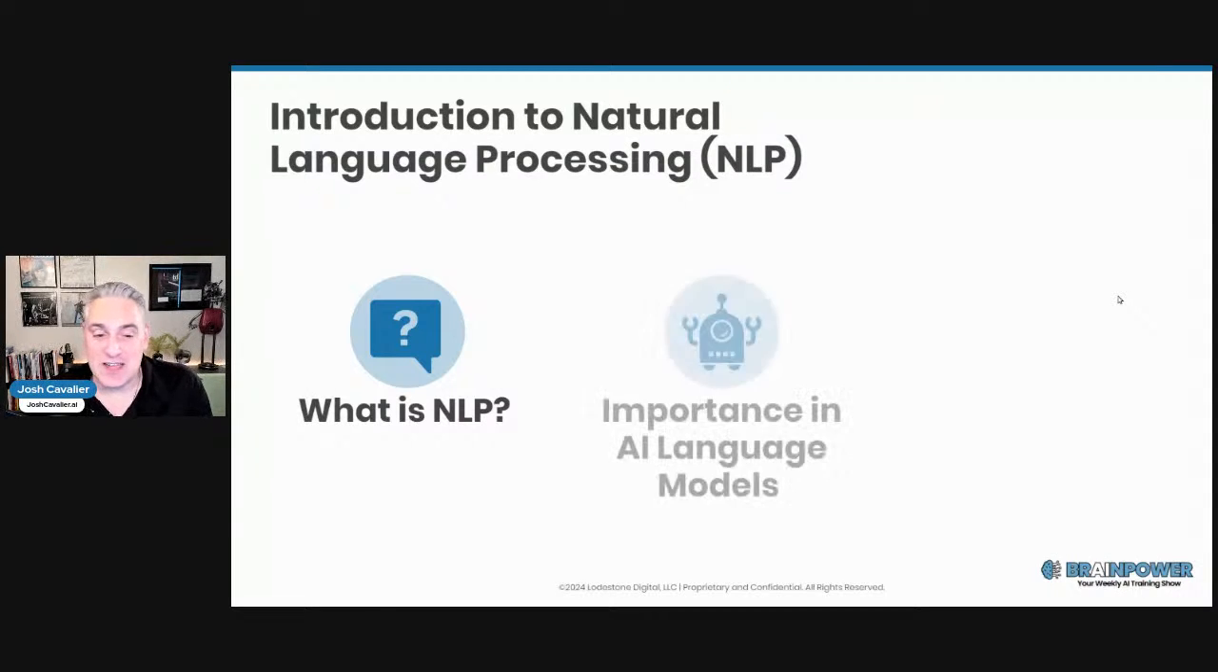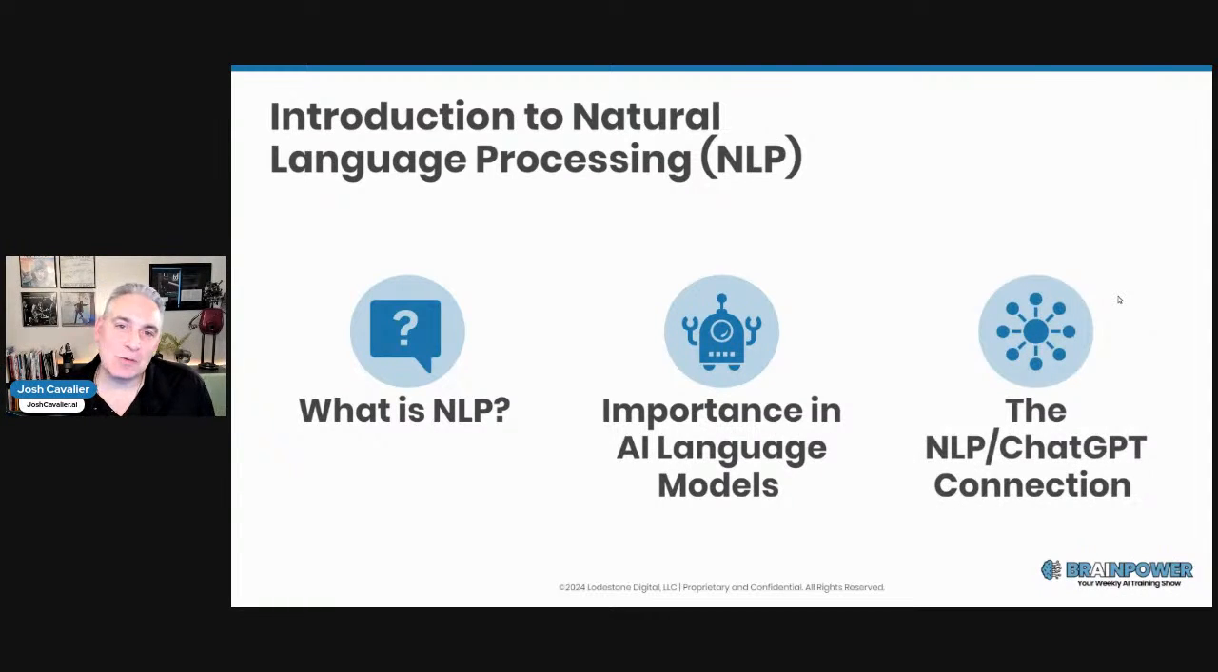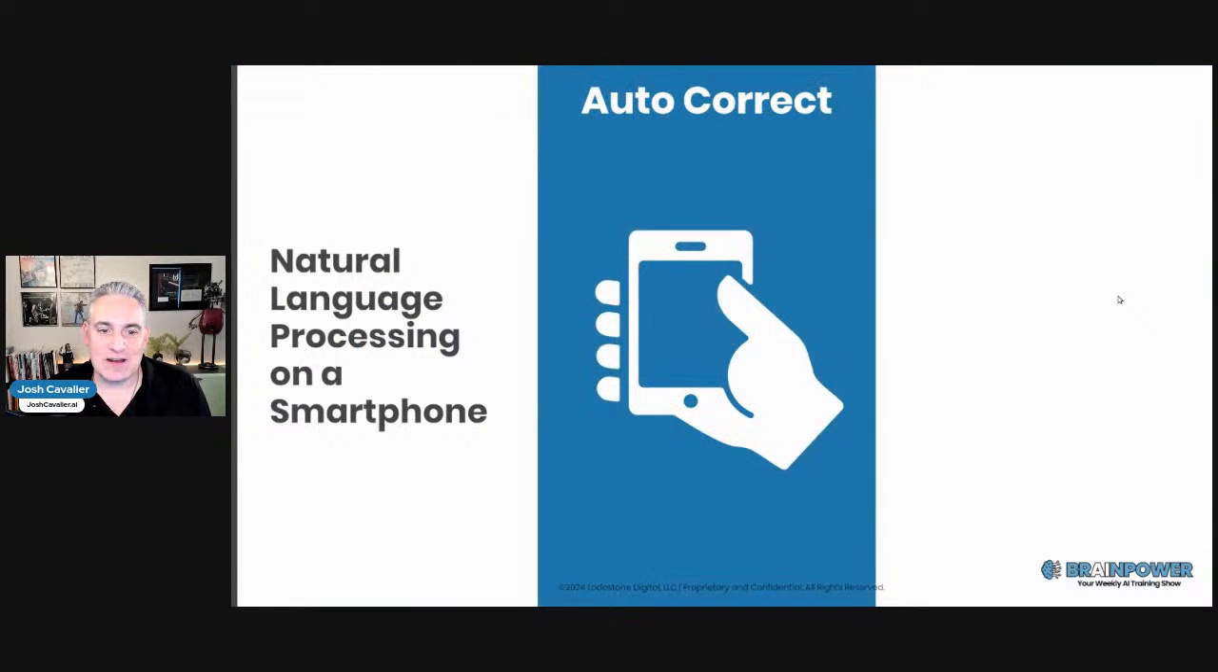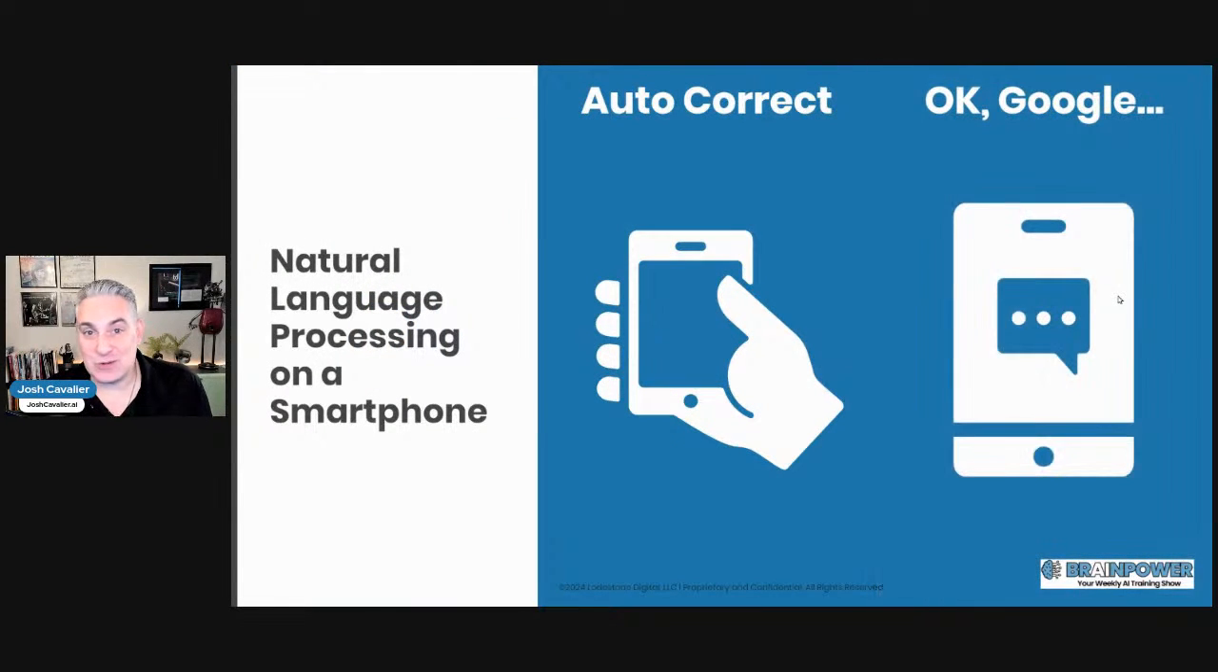And that's a big part of ChatGPT. So it's massively important when it comes to interfacing with language models. Now we're going to take a look at the connection between natural language processing and ChatGPT. Again, just keep in mind that you use it already with autocorrect on your phone, and when you talk to your smartphone, your voice is being converted over to text, and then natural language processing kicks in. So yeah, we use it day in and day out.